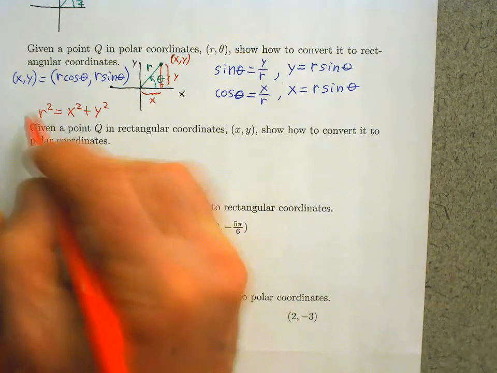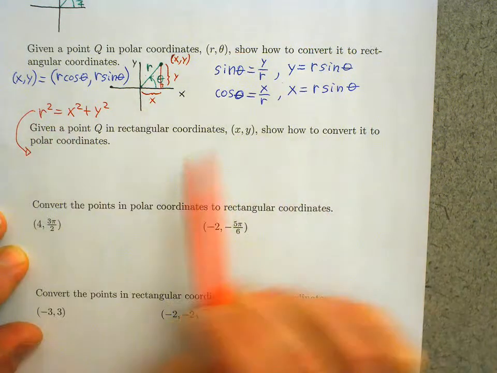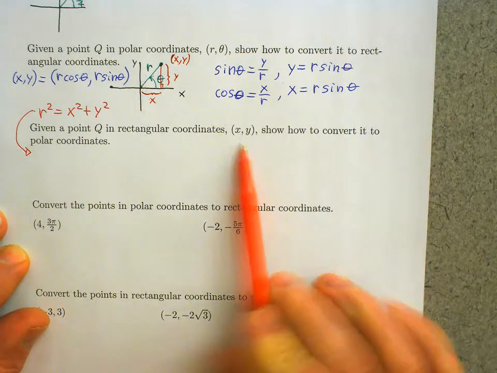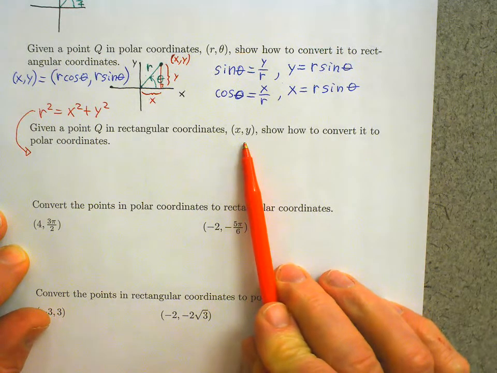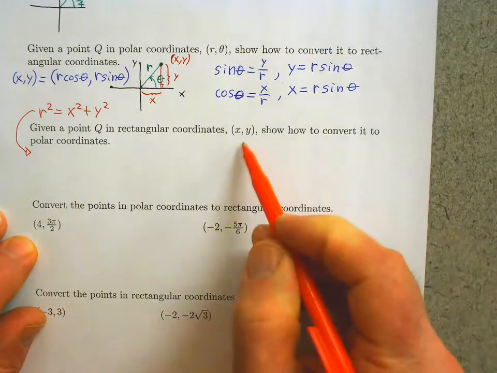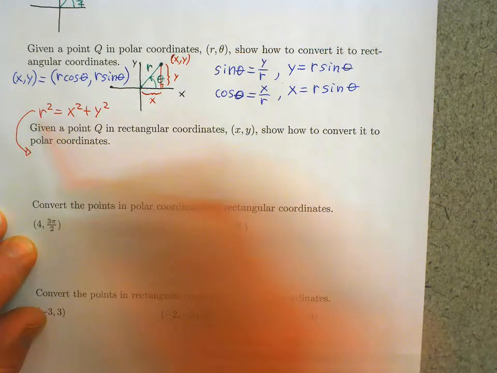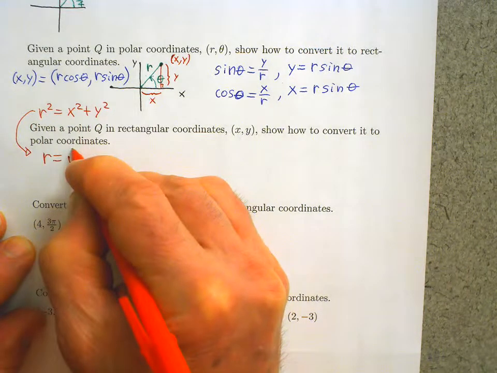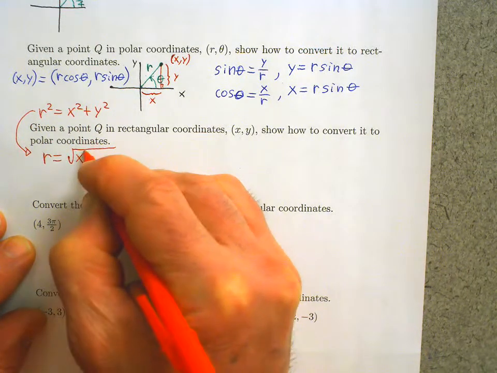Okay, so we're going to use that down here. If we have a point in rectangular coordinates, x comma y, then the way that we find r is we take the square root of x squared plus y squared.